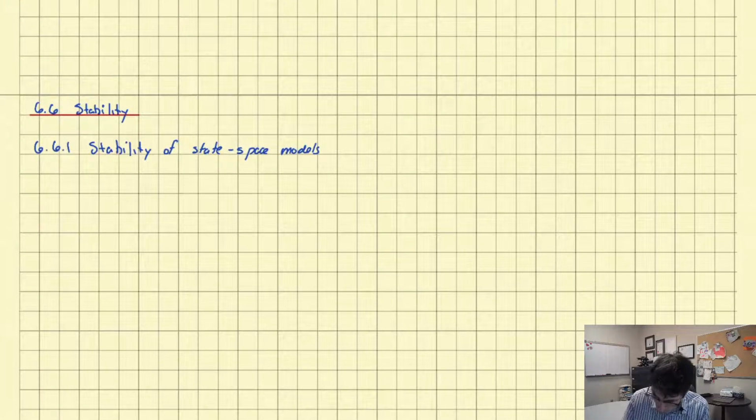And this notion of stability concerns initial conditions. It does not concern inputs. So we're going to look at a discrete time system, state space model, with no inputs.